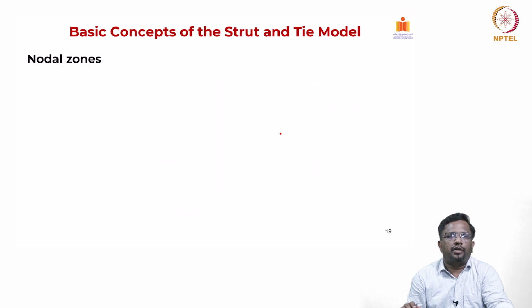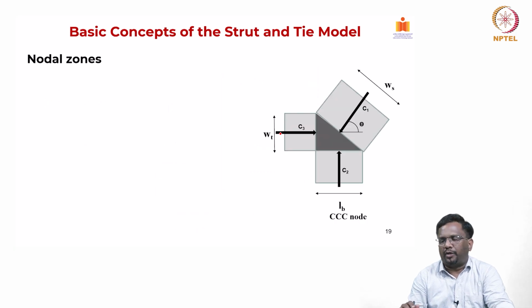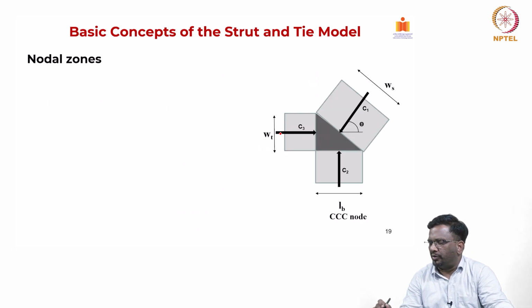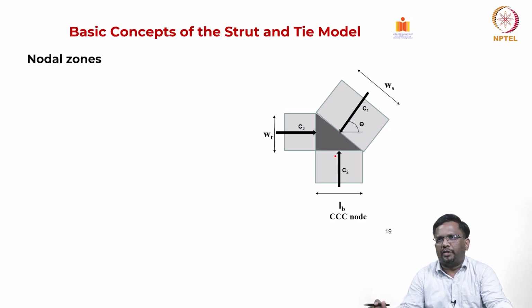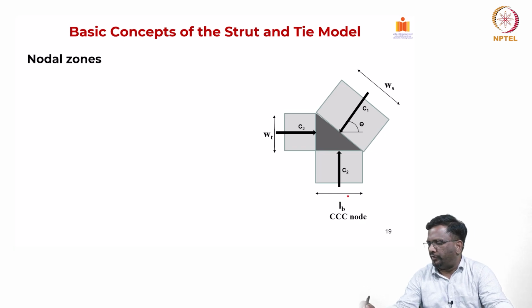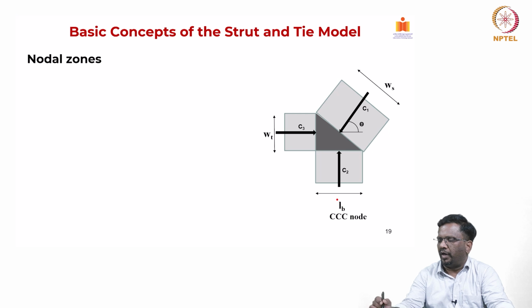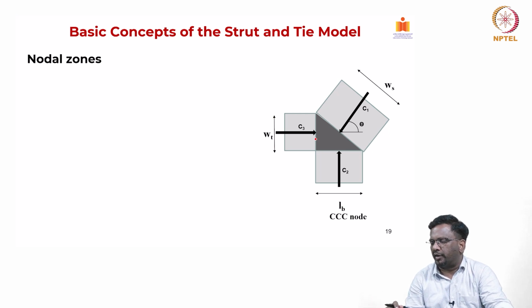Now, let us get into the nodal zones. And you can see here, this is a nodal zone. For example, you look at a node region where you have a CCC node, and these are the different geometries. For example, this is the width of this node that you have, LB, based on the width of the support, and this is the width of your tie element that is coming in. And WS is the width of the other strut.